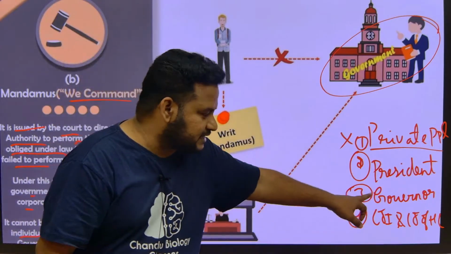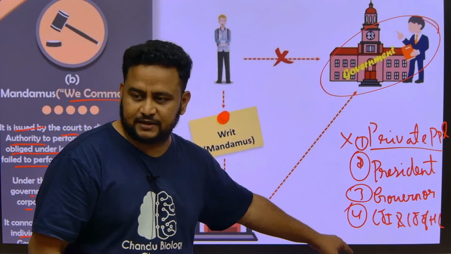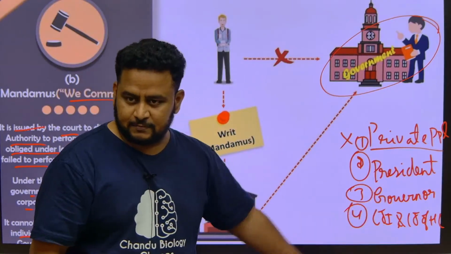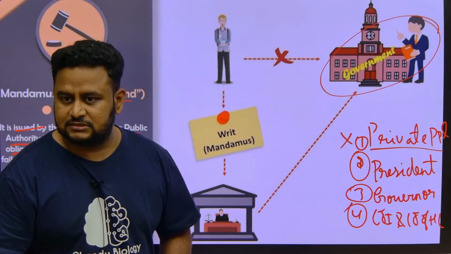You can't ask a governor to do his duty. You cannot question a governor. You cannot question a Chief Justice of India. You cannot question a Chief Justice of High Court. But can you issue mandamus against the Prime Minister? Yes, it is totally possible.